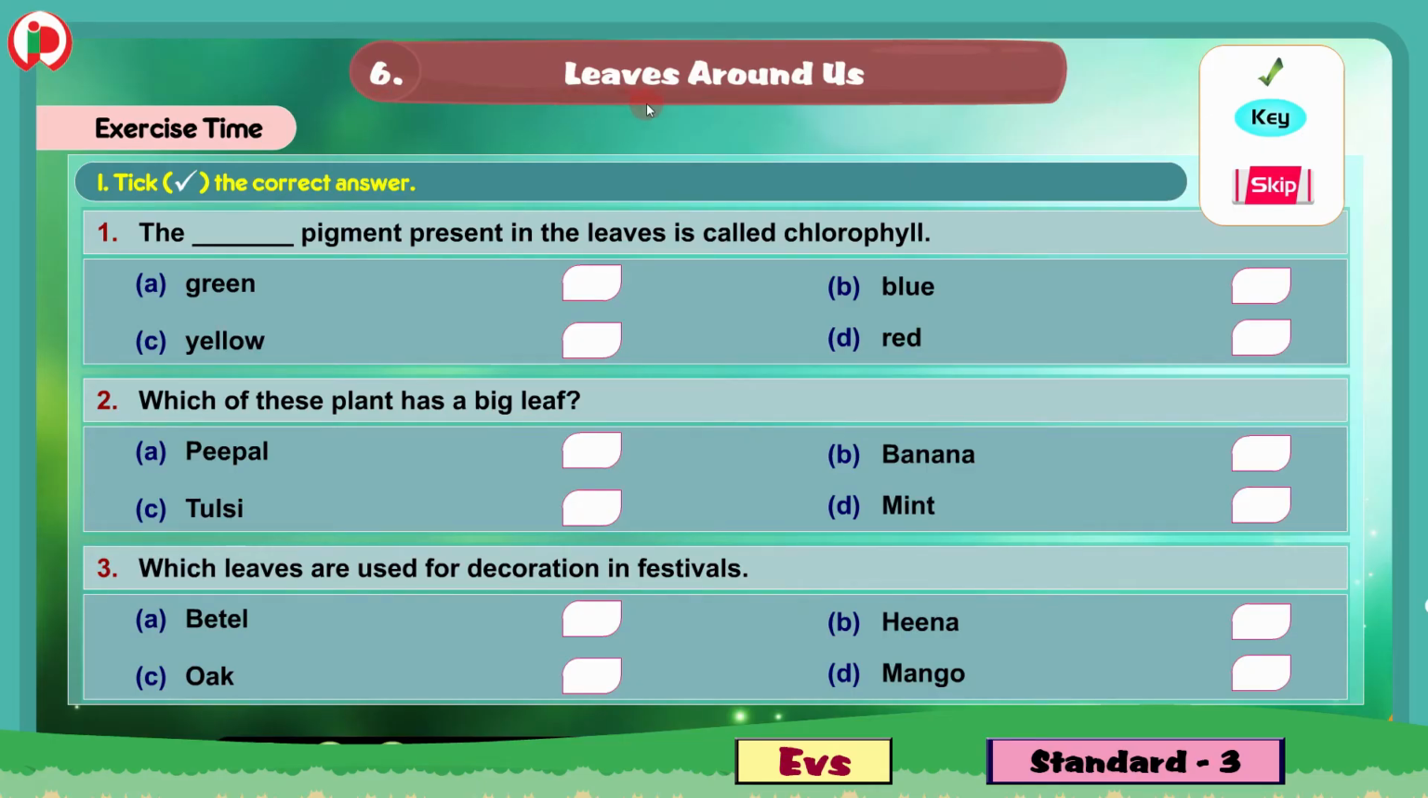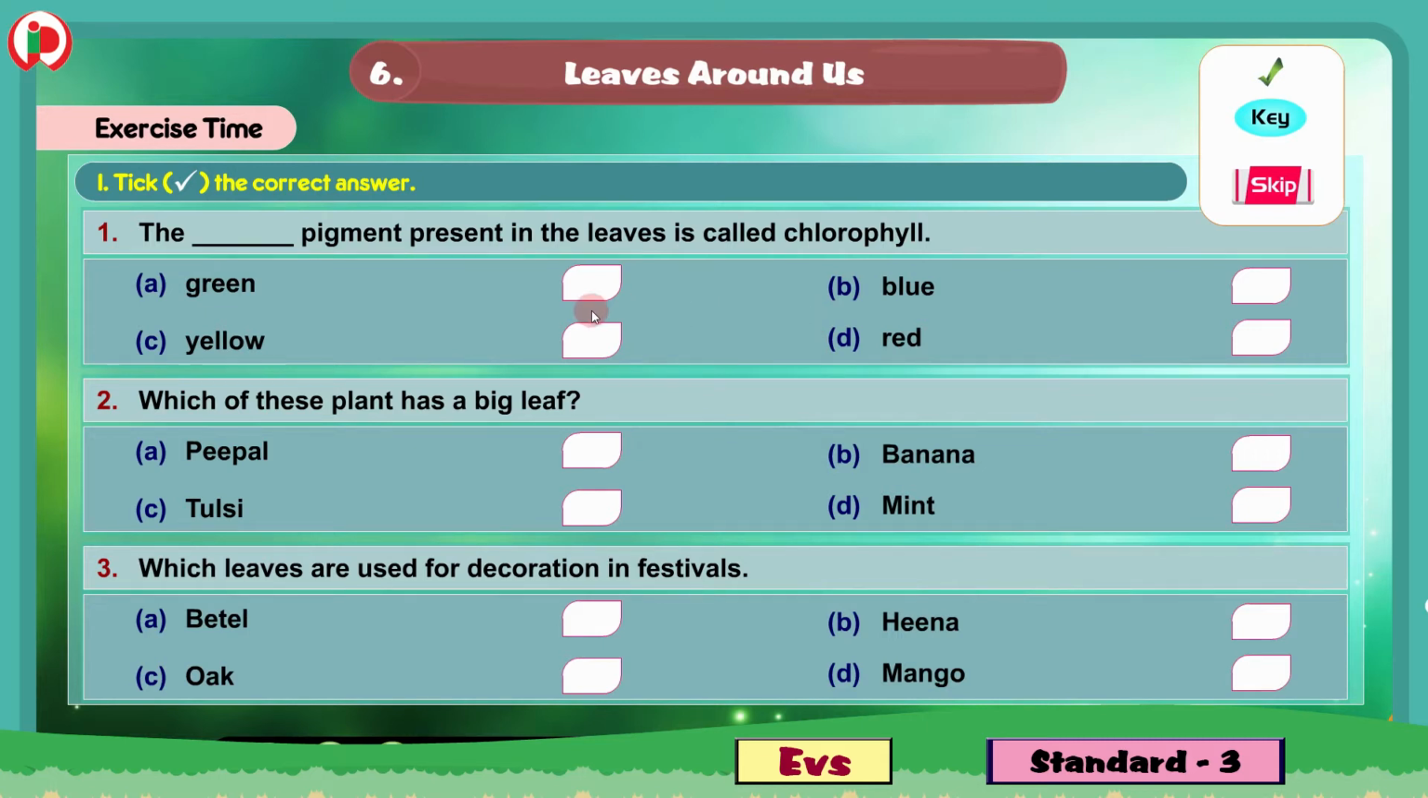6. Leaves around us. Children, this is the 6th lesson in the course book. And now we will do the workbook part for this lesson, leaves around us. Exercise time. The first bit, tick the correct answer. Children, here we have an incomplete sentence with a blank and 2 questions. So the answers for these fill in the blank and these 2 questions is in the given options here.